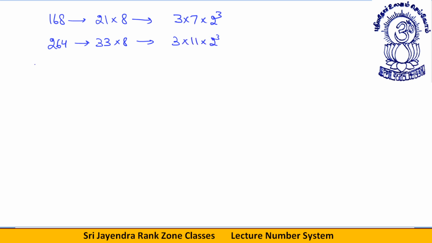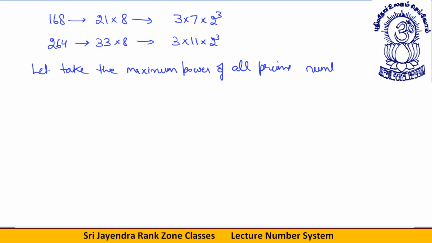Now let's take the maximum power of all prime factors. 2, the maximum power is 3. 3, the maximum power is 1. 7, we have 1 over here and no 7 over here, so you can write 7 raised to power 0. You can write 11 raised to power 0. So it will be 7 into 11.